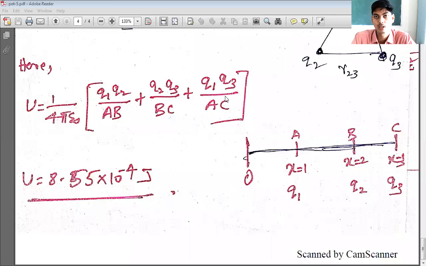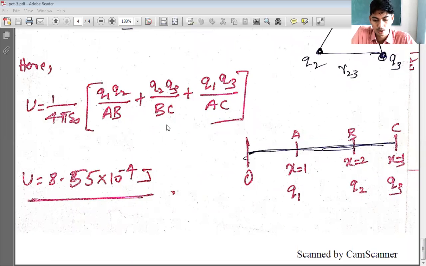AC will be 2 centimeter. Centimeter should be expressed in meter: 2 into 10 power minus 2, 1 into 10 power minus 2. Substitute and evaluate. Evaluate this, you will get 8.55 into 10 power minus 4 joules.